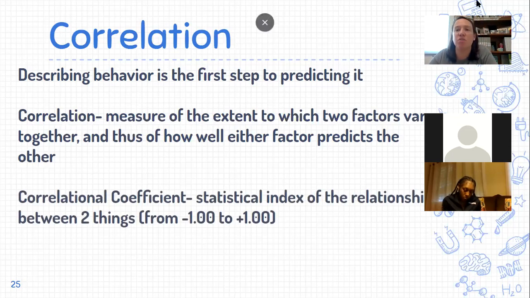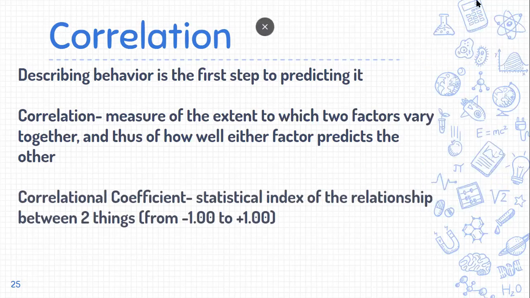So the way we measure a correlation is we use something called a correlation coefficient, okay? And it's just a number. It's a statistical index of the relationship. That's their fancy definition. AKA, it's a number value we assign between two things, and it varies from -1 to +1.